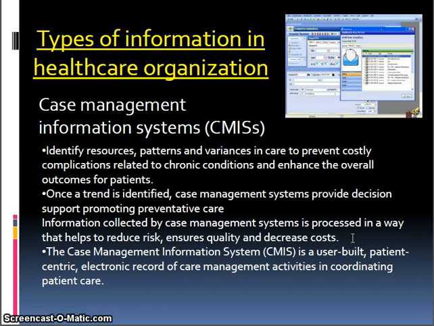In another way, which types of diseases are highly affecting people, and the number of patients coming more and more for treatment, which disease affects the people more. So even the management can take the decision to expand their services or to improve their services to address the particular disease. So this case management information system is a user built, patient centric electronic record of care management activities according to patient care. This is the main objective of the case management information system in a hospital.